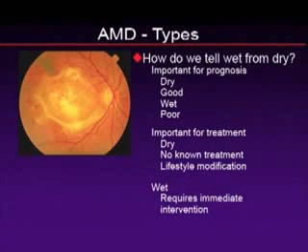So why is it important to tell dry from wet, and how do we tell dry from wet? Well, first of all, it's important because it allows us to know your prognosis. We know that dry macular degeneration generally has a good prognosis. We know that wet macular degeneration has a very poor prognosis, and it's also important for treatment. We know that dry, there is no cure for it. We talk about lifestyle modification, we talk about eye vitamins. Wet macular, on the other hand, requires immediate intervention and is usually an emergency.